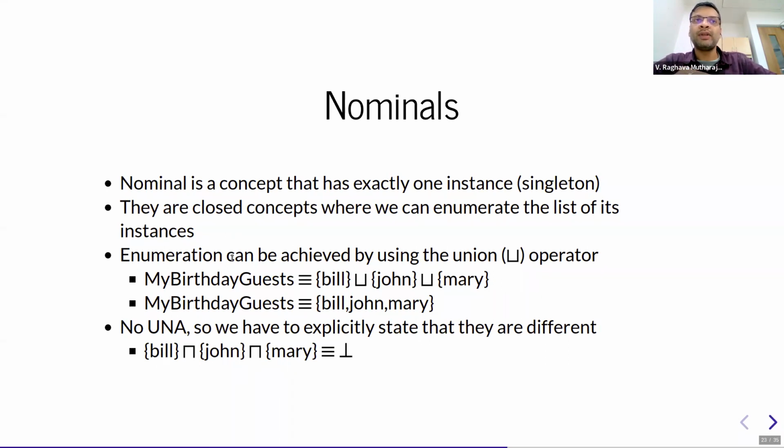You can use these nominals, and the way we make use of it is by using curly braces and listing out all the individuals. For example, you have this MyBirthdayGuest class, and you are sure that your birthday guests will only be Bill, John, and Mary, and nobody else. And in order to avoid confusion, you want to explicitly state that they are all different. Because of the no unique name assumption, you can add this as well: the intersection of Bill, John, and Mary is empty. That means there is nothing in common, and they are different from each other, right?